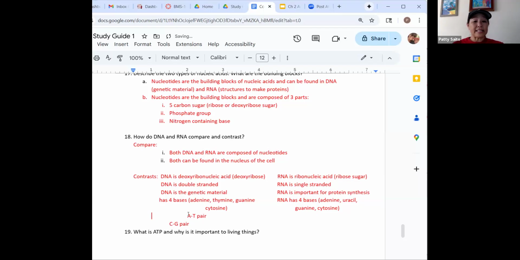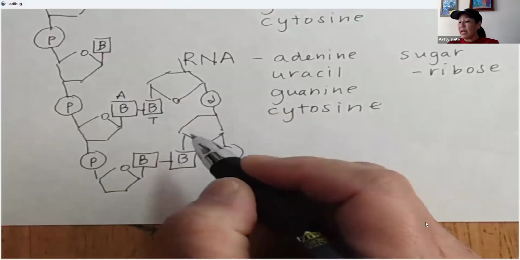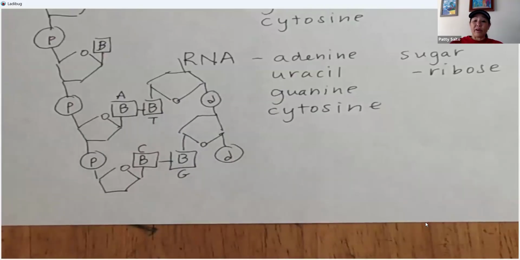Now for DNA, because it is a double strand, it's 2 strands running in opposite directions. The bases pair up in a very particular way. Adenine always pairs up with thymine, and guanine and cytosine always match up. So what does that mean? Remember when I drew that here? If this happened to be an adenine, this would have to be a thymine. If this was a cytosine, this would have to be a guanine. So they always pair up in a very particular way, and that's what that means.